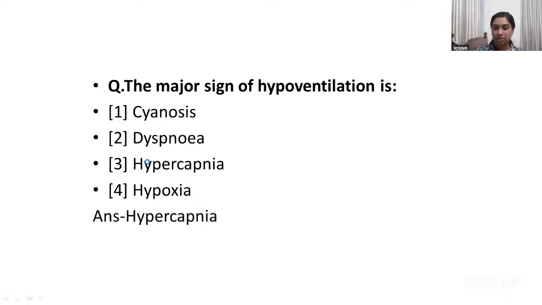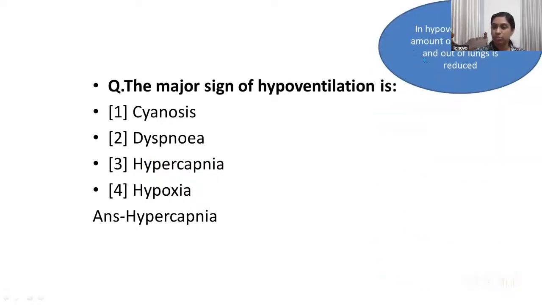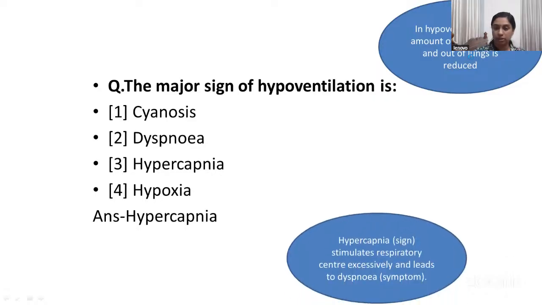Hypoventilation means the carbon dioxide is retained. It's not eliminated because of the hypoventilation. So carbon dioxide increases and causes hypercapnia that will stimulate the respiratory centers causing dyspnea. That's a symptom. So in hypoventilation, the amount of air moving in and out of the lungs is reduced. So carbon dioxide is retained and that will lead to hypercapnia. This hypercapnia, that's a sign. It stimulates the respiratory center excessively and it will lead to dyspnea or difficulty in breathing.